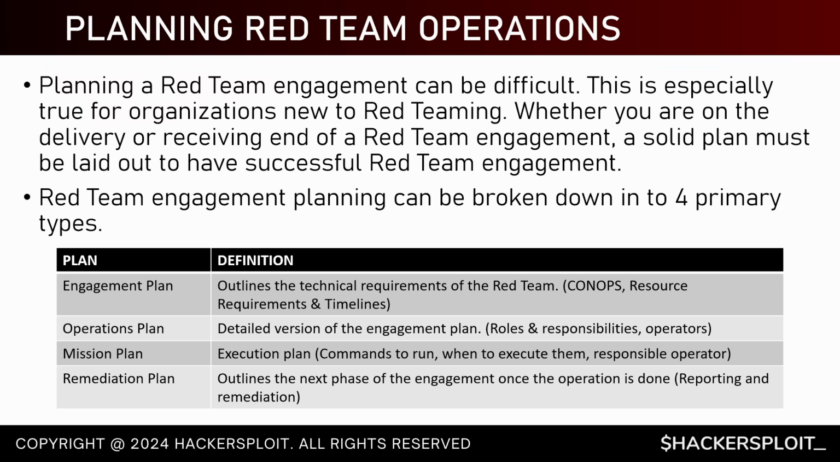Now, when it comes down to planning red team operations, as I've already stated, this can be quite difficult and is true for organizations new to red teaming, organizations that are getting their first red team operations orchestrated. So whether you're on the delivery or receiving end of a red team engagement, a solid plan must be laid out. Now, the red team engagement planning can be broken down into 4 primary types. You have your engagement plan. So this outlines the technical requirements of the red team. So ConOps, the resource requirements, and of course the timelines.